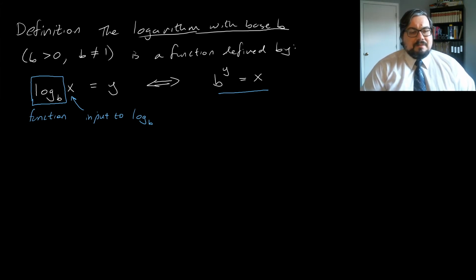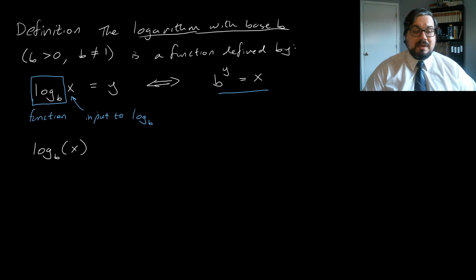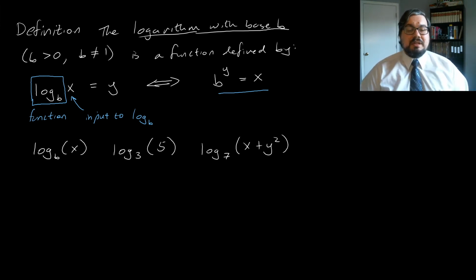Now, for the sake of keeping things tidy, we often don't write the parentheses here, but we can. We can also write log base b of x. This is perfectly correct. And when the argument that goes into the logarithm is more complicated than just a single symbol, we will usually write parentheses around it. So we could look at things like log base b of x, log base 3 of 5, log base 7 of x plus y squared. All of these are expressions that involve this logarithm function.